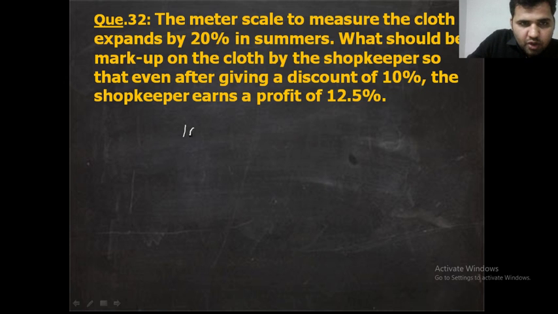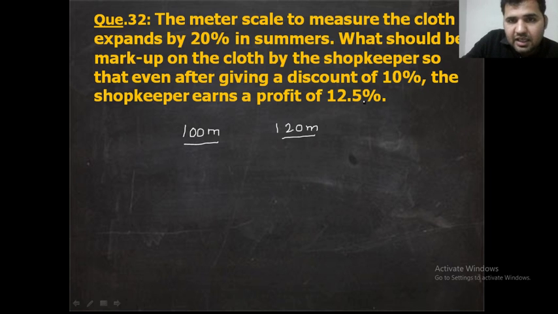So, if someone comes to buy 100 meters from a shopkeeper, the shopkeeper will actually charge for only 100 meters, but what is the shopkeeper's investment? 120 meters. Now he wants to give a discount of 10% and wants to earn a profit of 12.5%.